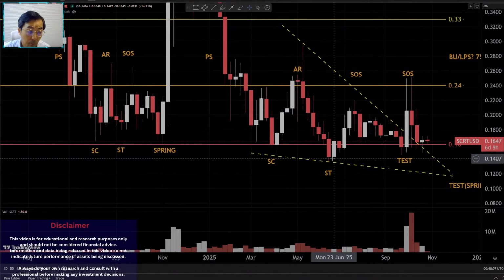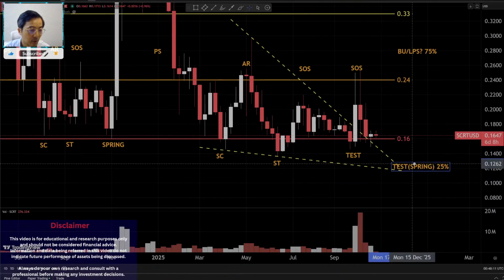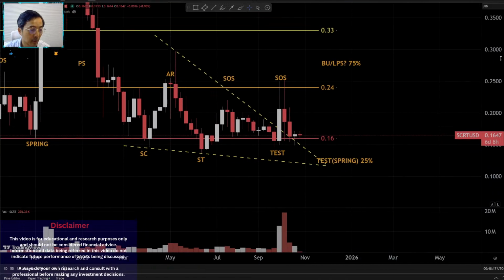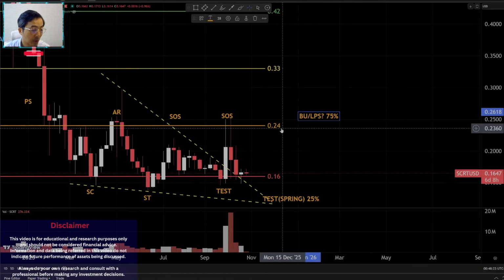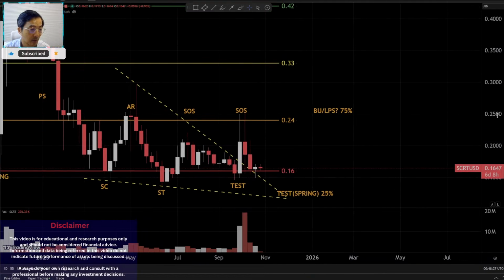So that may be the spring, but still be really careful, another check-out could happen before the actual distribution cycle comes back. But we hope to see the price come up to test the orange key level of 24 cents instead of going back down.